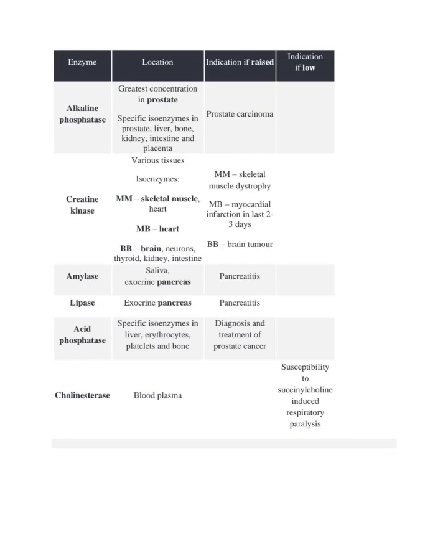Specific isoenzymes in prostate, liver, bone, kidney, intestine and placenta. Indication if it is raised is prostate carcinoma. If the enzyme is creatine kinase, it is found in skeletal muscle, heart, brain, neurons, thyroid, kidney and intestine.